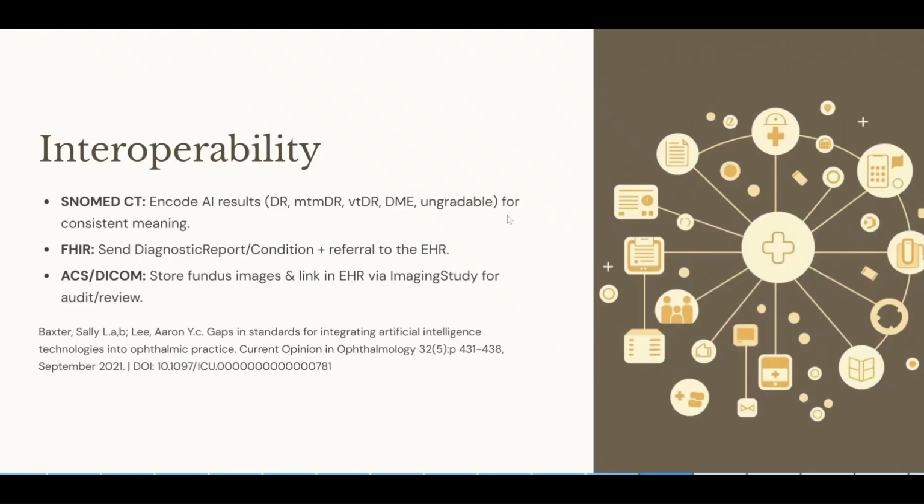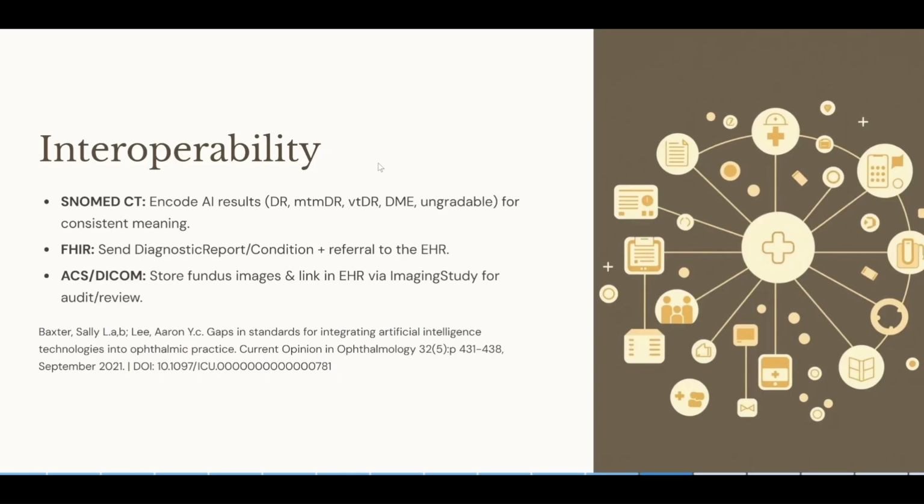So interoperability simply means that different health systems and tools are able to talk to each other and understand the data they exchange. This is really important in AI-driven healthcare because it's not just about getting a result from an algorithm, but making sure that the result fits into the patient's full medical record so that the doctors can act on it in the future.